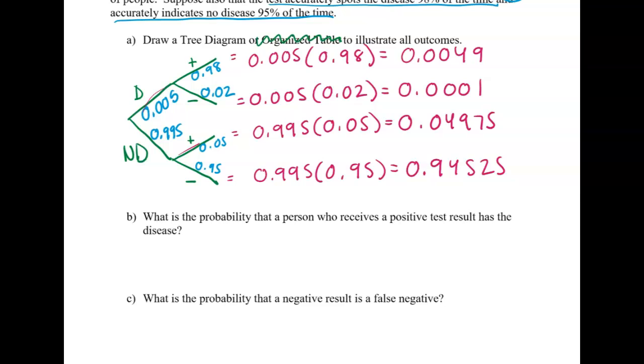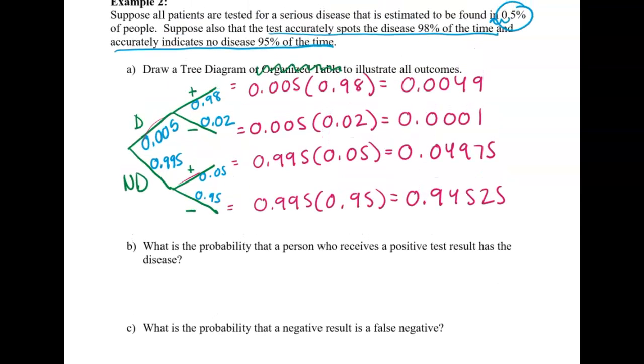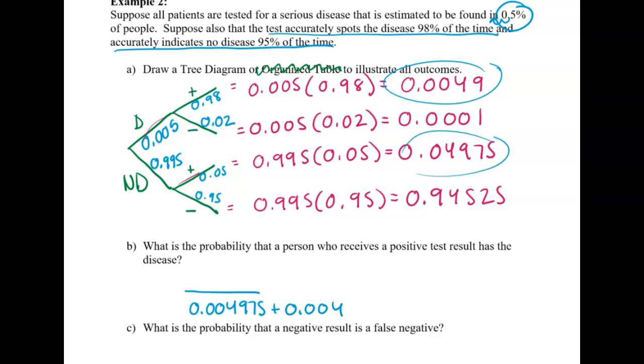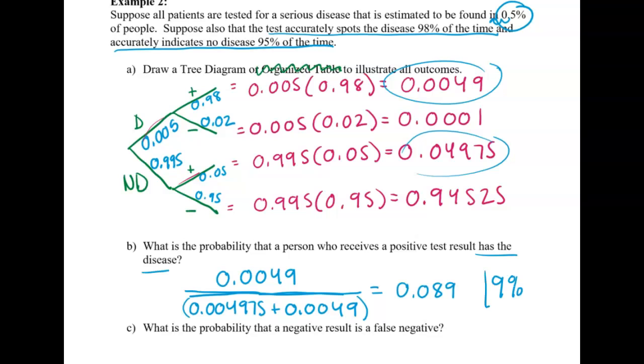Okay. So part B, what's the probability that a person who receives a positive test result has the disease? So we're looking at all the people with the positive test result, which is positive is these guys and these guys. So you either have the disease, and got a positive test, or you don't and you got a positive test. So then our denominator is 0.04975 plus 0.0049. Out of those people, has the disease? Which ones have the disease? Well, that's the 0.0049. So if you simplify this, and if you put this in your calculator, make sure you put parentheses here, you get 0.089, which is about 8.9 or 9%.